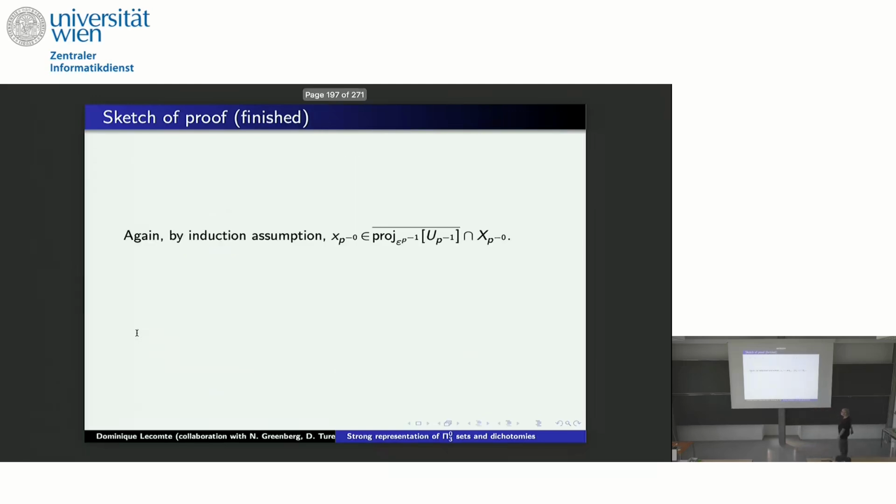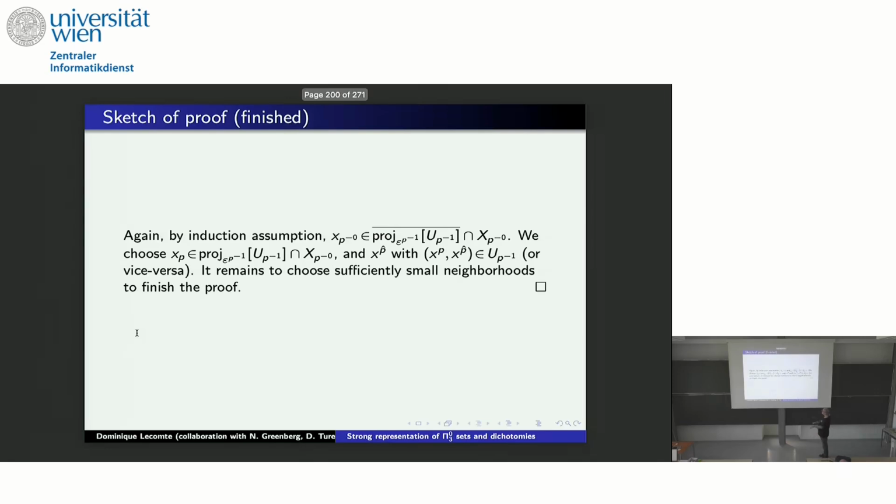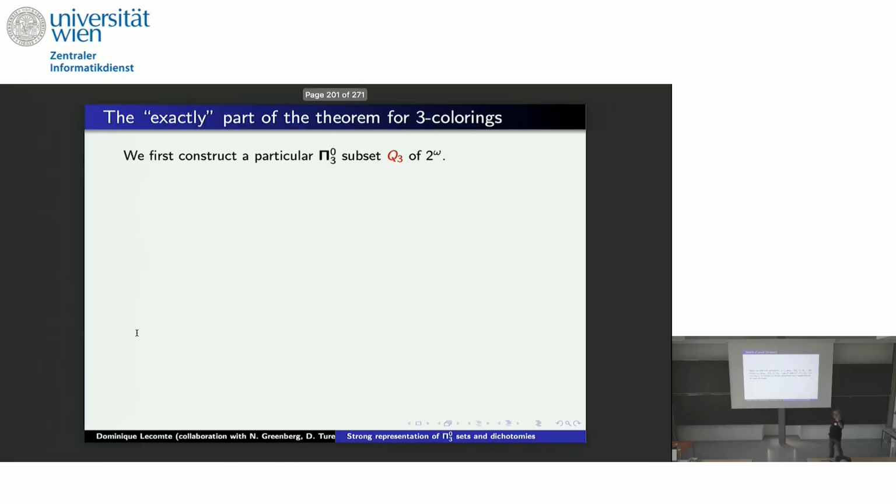So now we're essentially done. We take again this induction assumption, it's the same as before, and we remove the closure. So we take an Xp in the intersection, and then we take a witness. And because on this other side, the recent past is the same as the old past, we have no problem. So we just choose small enough neighborhoods to finish the proof. Okay, so this is the one-horse part of the theorem.